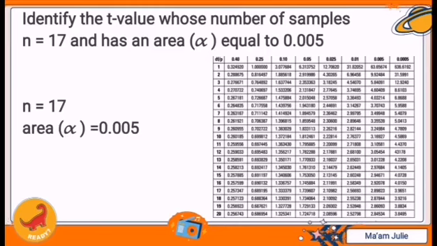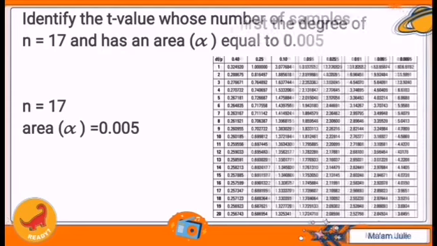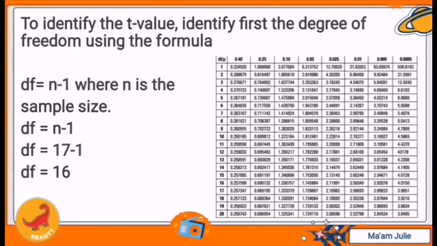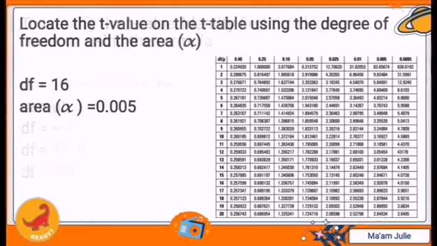For our second example, identify the t-value whose number of samples is equal to 17 and has an area that is equal to 0.005. Our sample size is equal to 17 and our area is equal to 0.005. Again, to identify the t-value, identify first the degree of freedom using the formula. Degree of freedom is equal to n minus 1, where n is the sample size. Our sample size is 17, so 17 minus 1 is equal to 16.